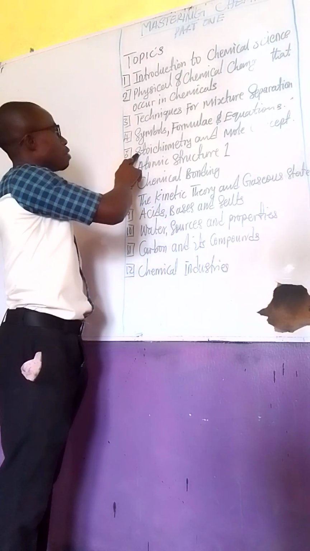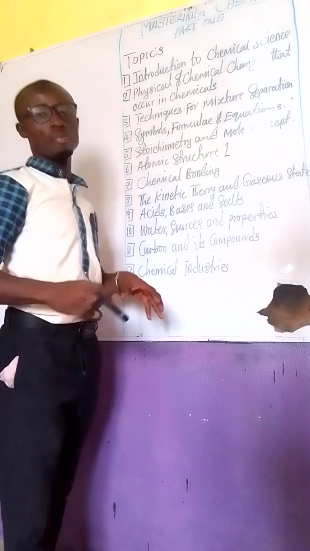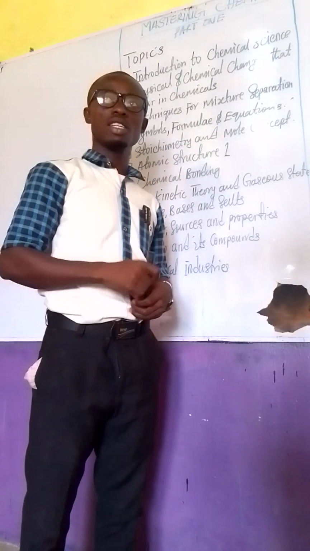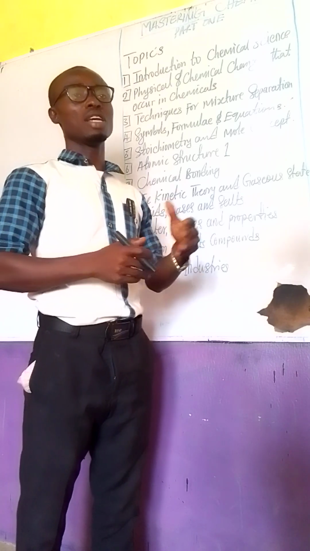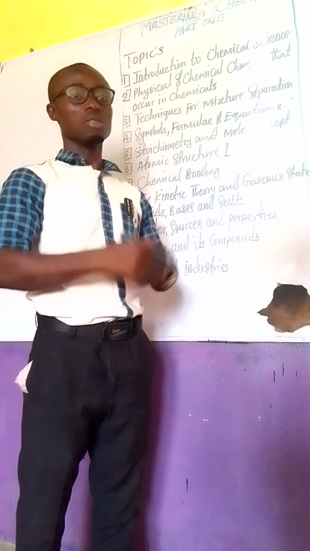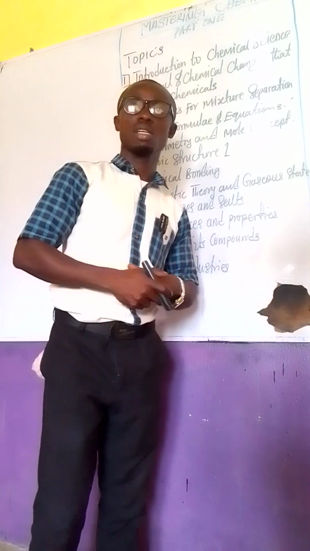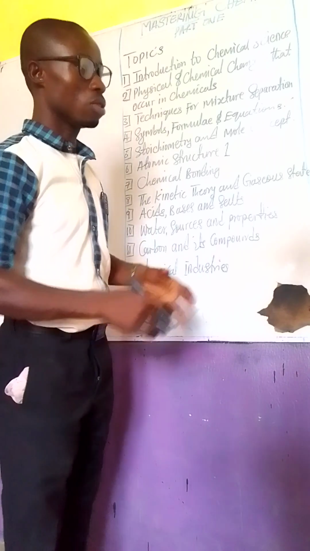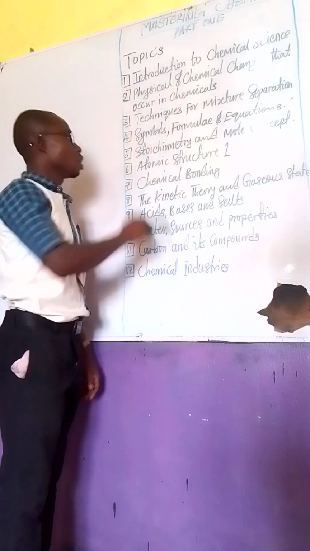Now, number 5, we talk about stoichiometry and mole concepts. So, chemistry is also about the mathematical aspect of chemistry, calculating. When you know the mass of an element or an atom, then knowing the stoichiometry, the mole concept, the molar mass, and so on and so forth. The mathematical aspect of it, that's what we mean by stoichiometry and the mole concept.